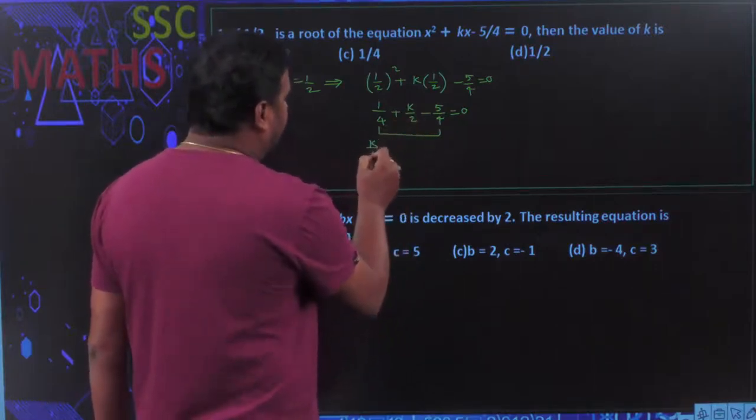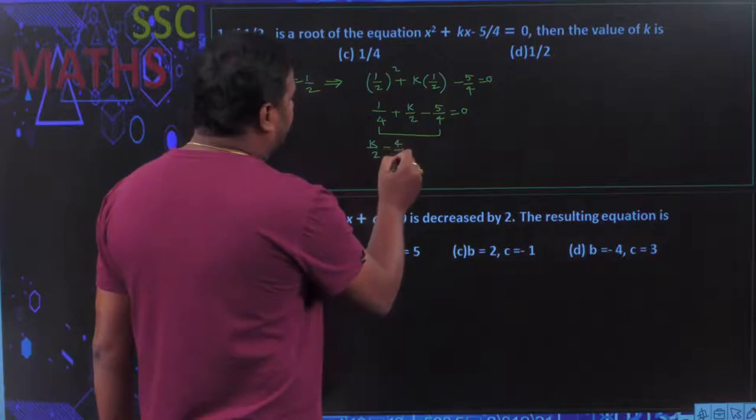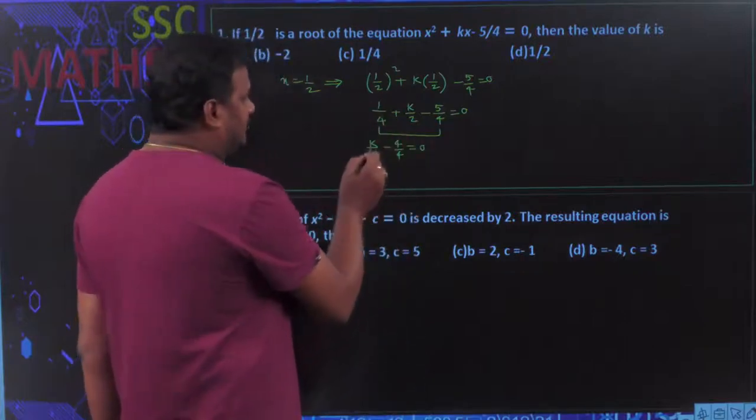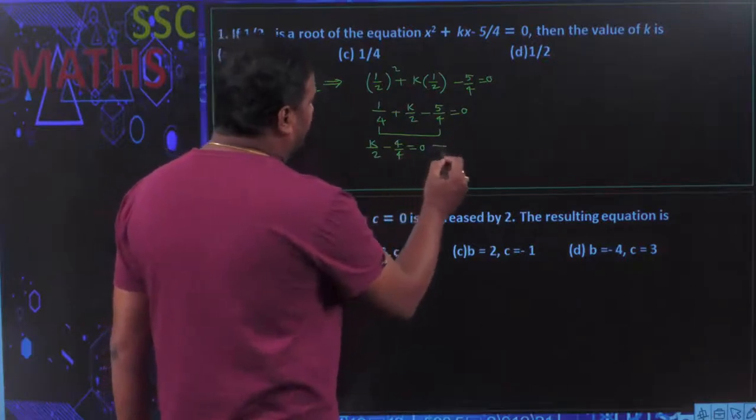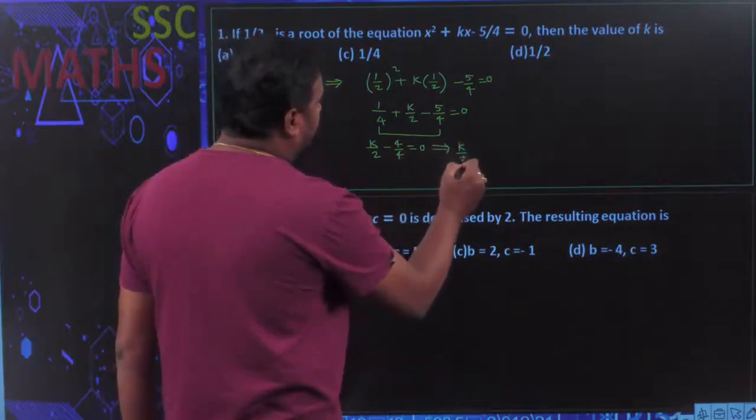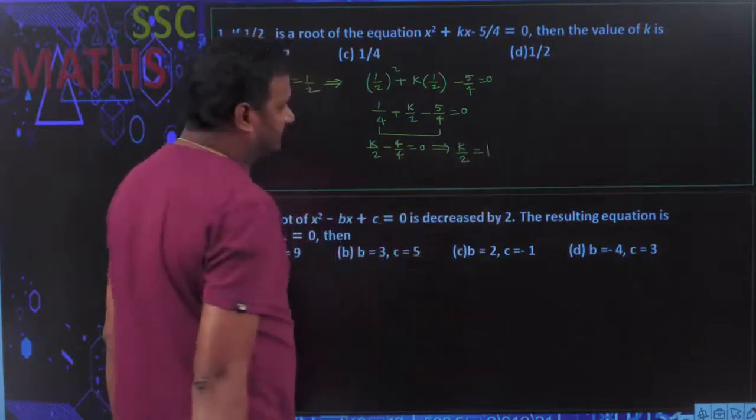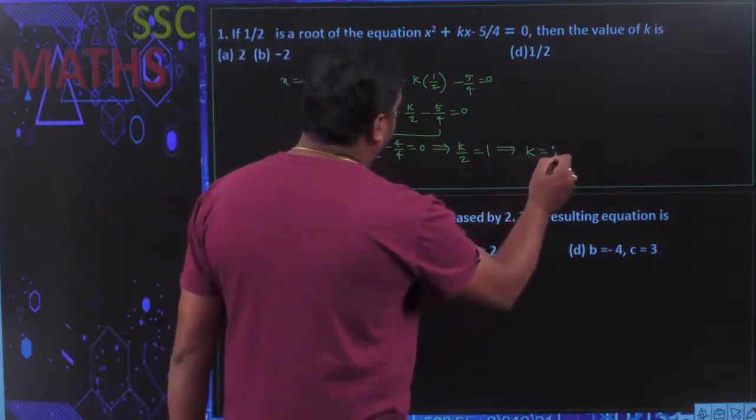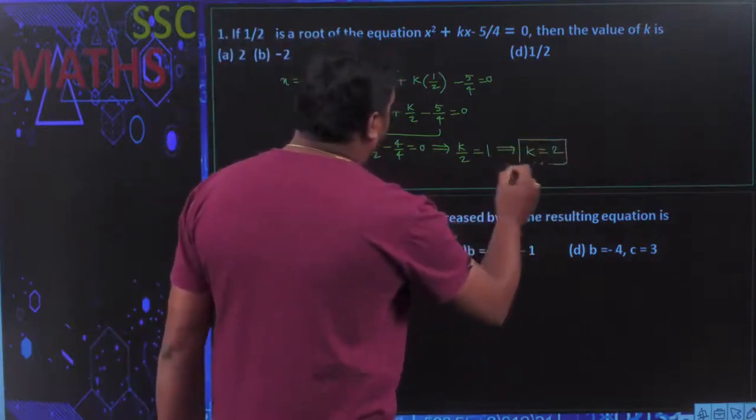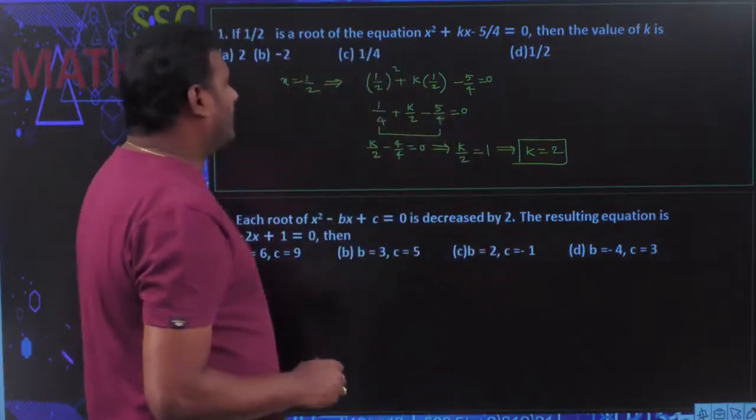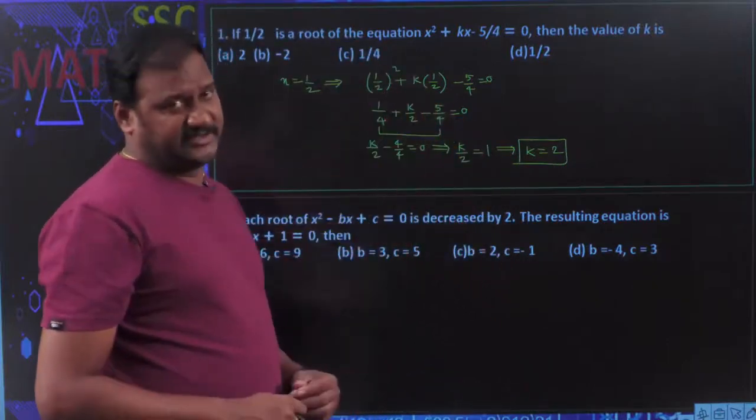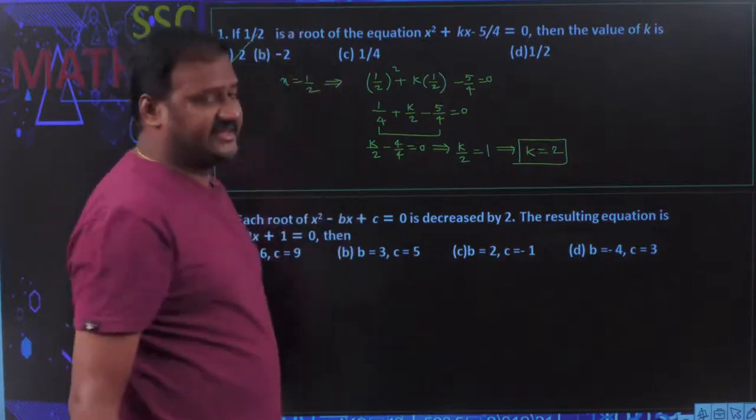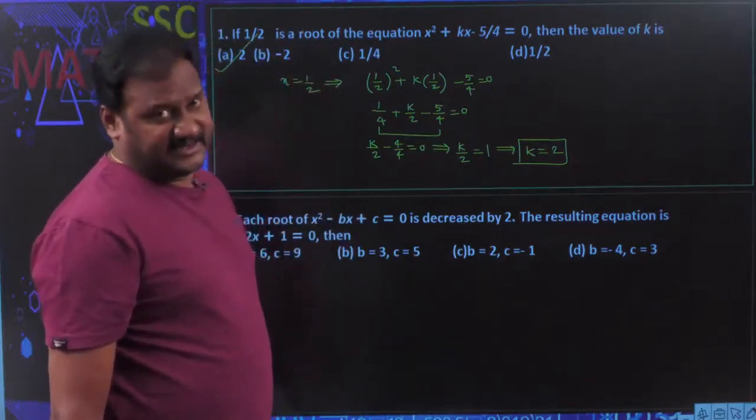So k by 2 minus 4 divided by 4 is equal to 0. Correct? So 4 by 4 is equal to 1. So k by 2 minus 1 equal to 0 means k by 2 is equal to 1. Then the value of k is going to be 2. This is the value of k for which 1 by 2 is a root of this equation. So k is equal to 2. Where is that answer? Answer A. Option A is the correct answer.